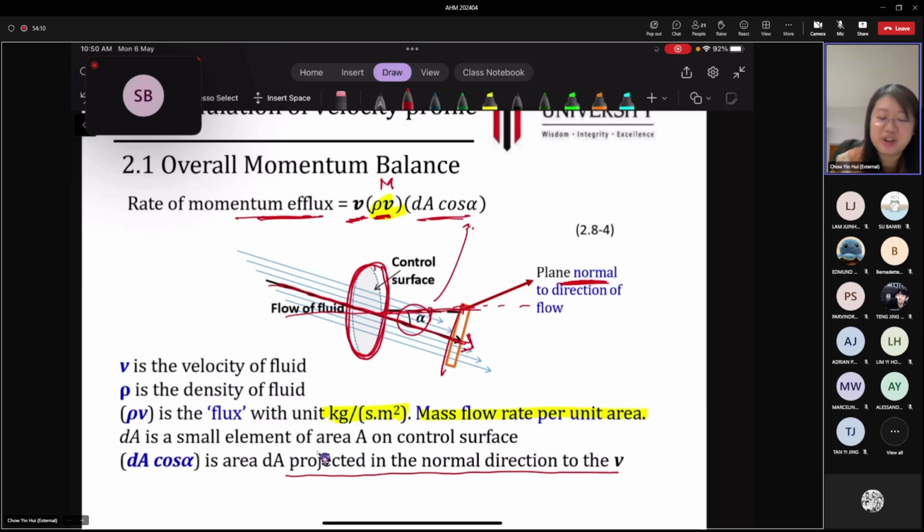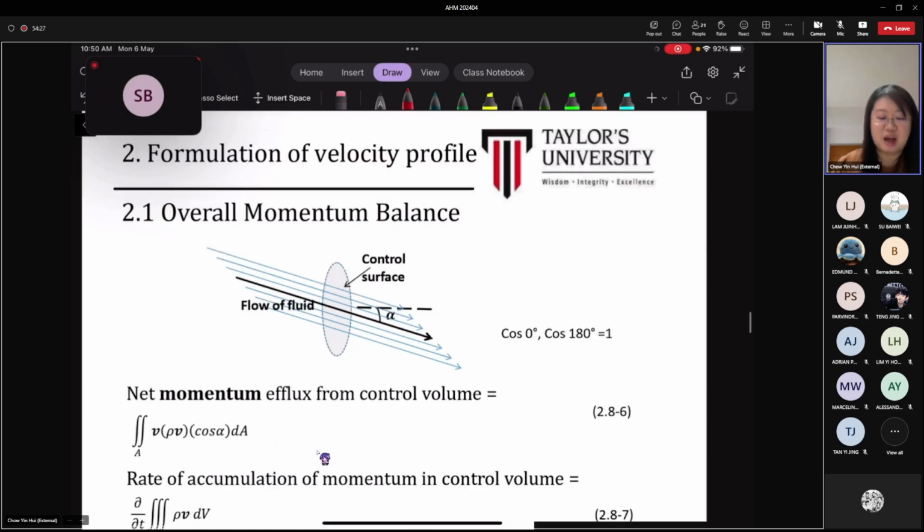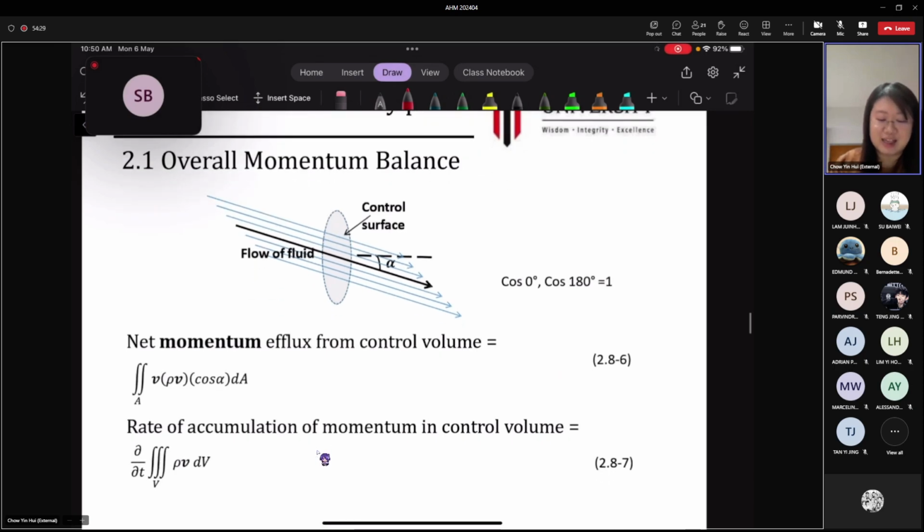You're not going to apply overall momentum balance, so don't panic. This one is to introduce to you, to let you have an idea how the shell momentum balance equation comes from. Just an introduction. You do not need to do this. The one that you need to focus on, I'll highlight it later.